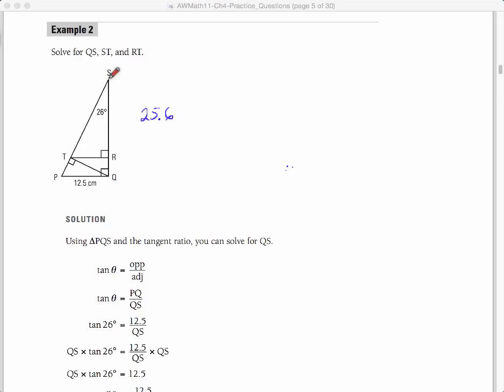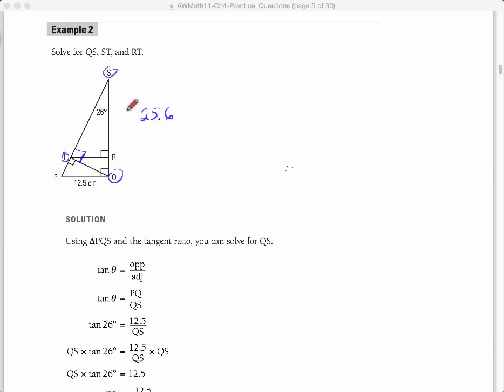Now notice, if we look at triangle STQ, then this is actually a right angle triangle also. This is a right angle here, simply because this angle here is 90, and this angle here must be 90, because angles in a straight line add up to 180. So 90 plus 90, 180. This has got to be 90.